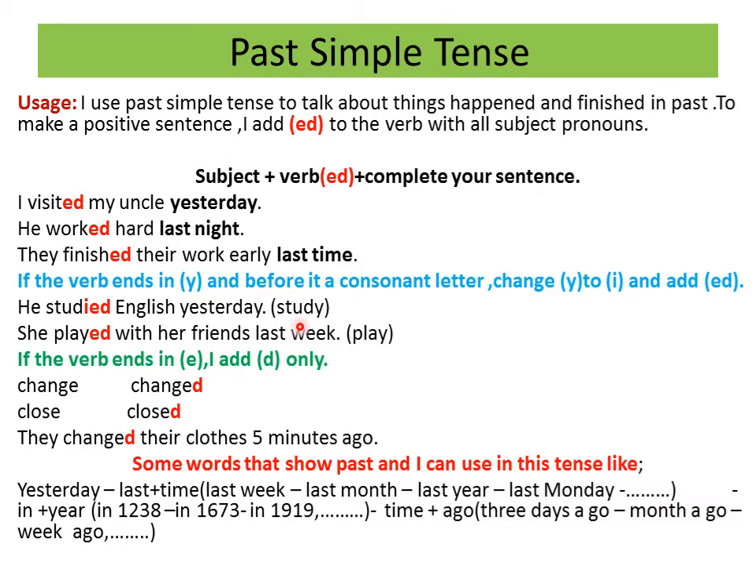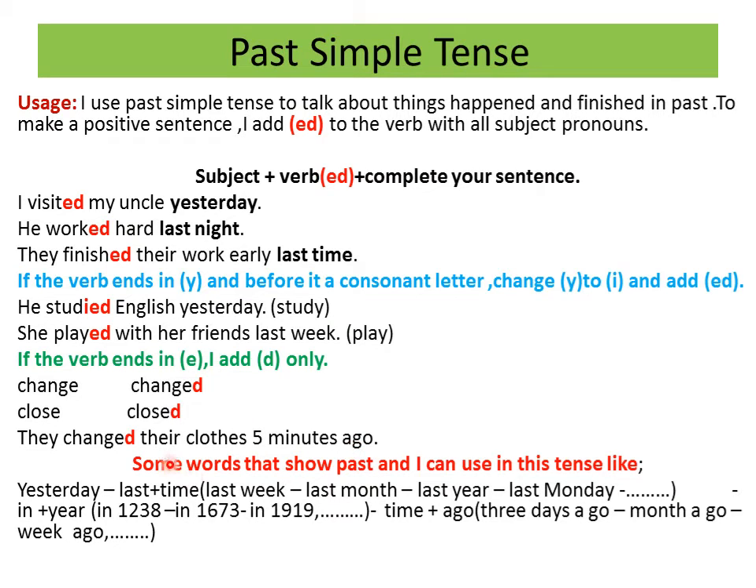For example, a verb like study. Look at the letter before y. It's d, so it's a consonant. So change y to i and add ed. He studied English yesterday. But a verb like play, before y we have a vowel, so don't change y. She played with her friends last week. If the verb ends in e, just add d only. Close, closed. For example, they changed their clothes 5 minutes ago.